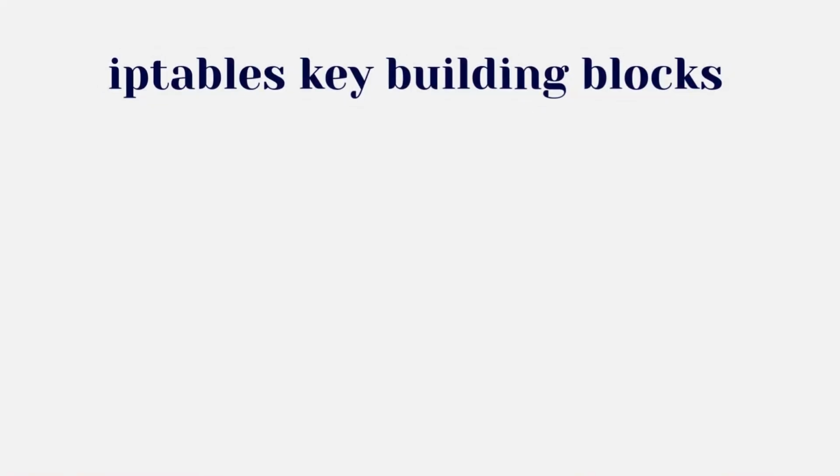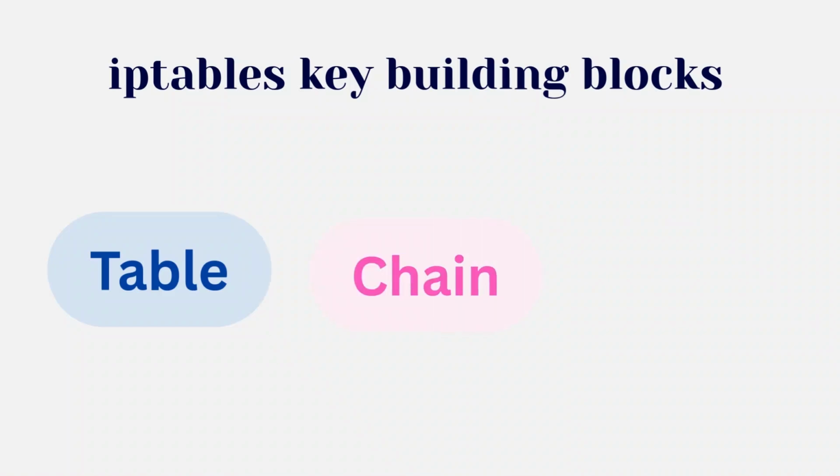Alright, now that we know what iptables is and why it matters, let's dive into how it's actually built. Because if you don't understand the basic structure, iptables can feel really confusing. At the heart of iptables, there are three key building blocks you need to know: tables, chains, and rules.